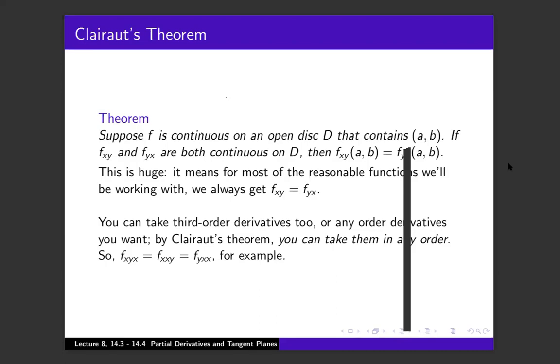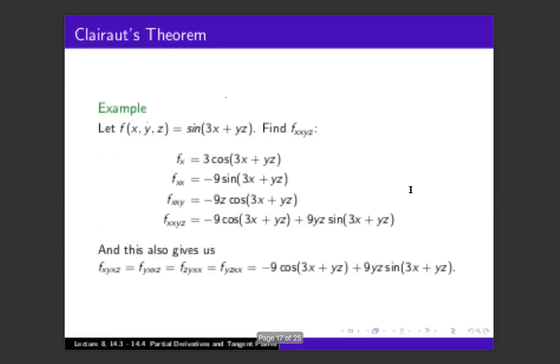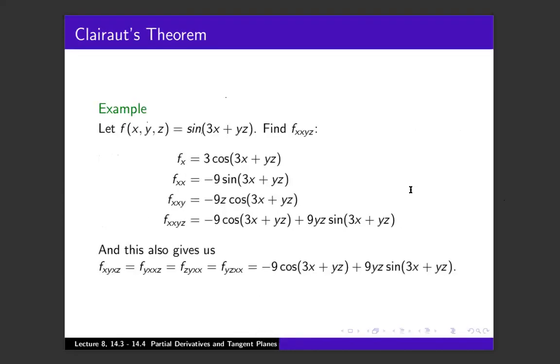So for example, you could take fxyx, which is the same thing as fxxy, and that's the same thing as fyxx. They're all the same story. So say, for example, you want to find fxyz, and f is sine of 3x plus yz. You want to find the fourth mixed partial, fxxyz. Well, you just differentiate as usual.